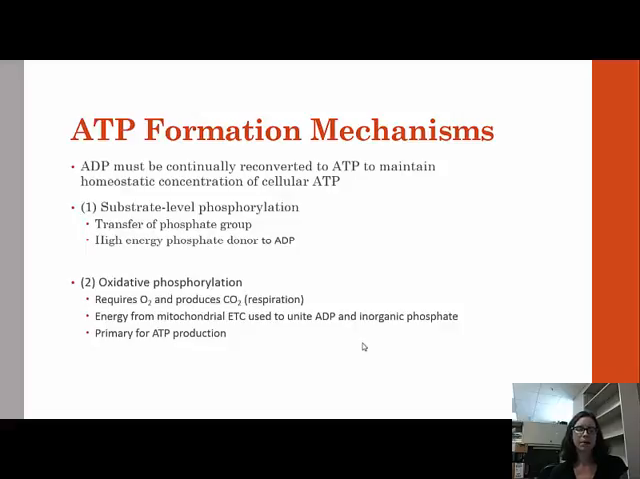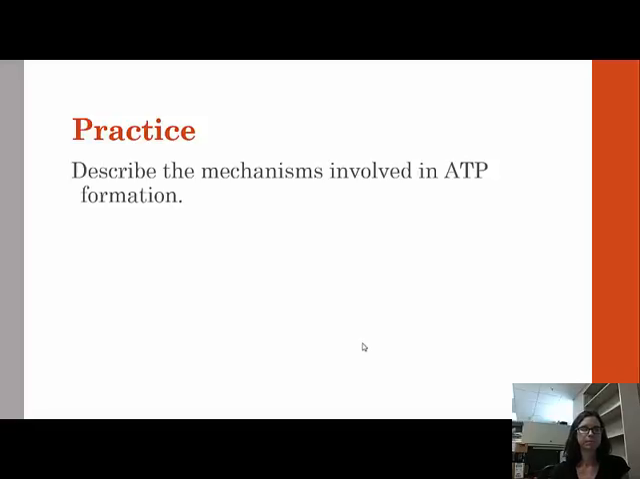And in this process, energy from the electron transport chain in the mitochondria is used to unite ADP with its inorganic phosphate to again make the stored energy that we can use. And we're going to go into a lot of detail about that. So before we move ahead, I want you to pause and see if you can describe the mechanisms involved with ATP formation.